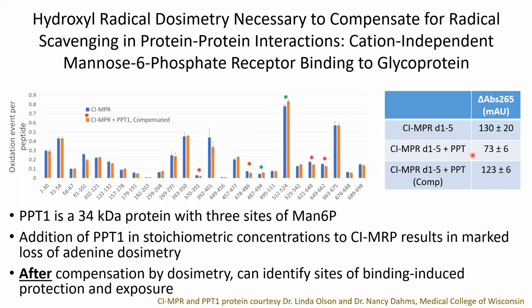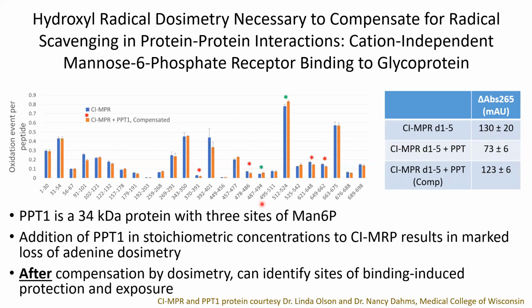So just like compensating for radical scavengers that don't interact with the protein, like buffers, we have to compensate for radical scavenging of the protein binding partner. So we increase our UV fluence until we get comparable dosimetry readings that are within error of one another, and we measure our footprint. And what we see now is rather than seeing protection at every single peptide, we have 1, 2, 3, 4, 5 peptides that are protected and 1, 2 peptides that are actually exposed.